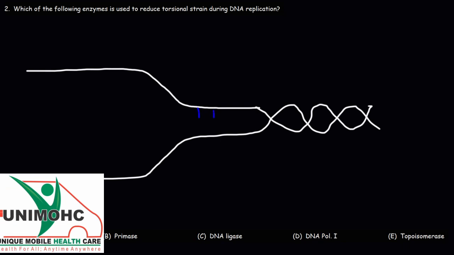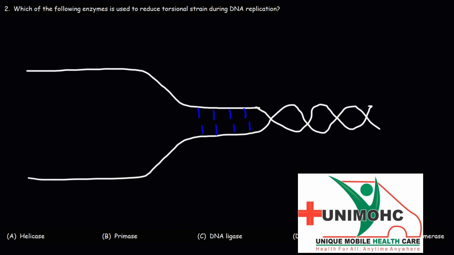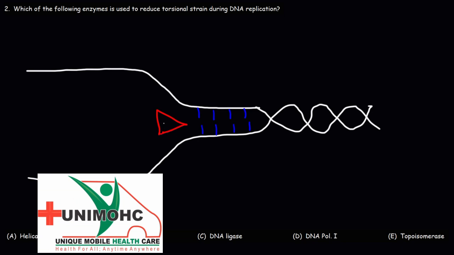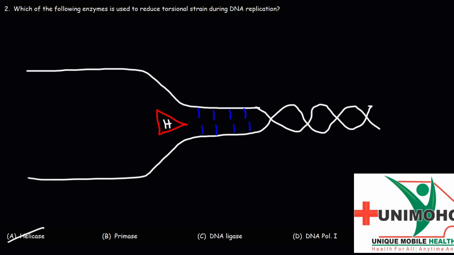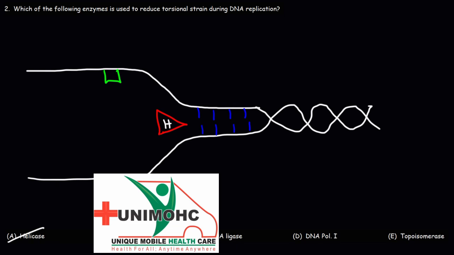So we know the answer is not A. As we said before, helicase is the enzyme that breaks the hydrogen bonds, thus separating the 2 strands. So A is out. Primase is the enzyme that synthesizes the RNA primer represented in green.